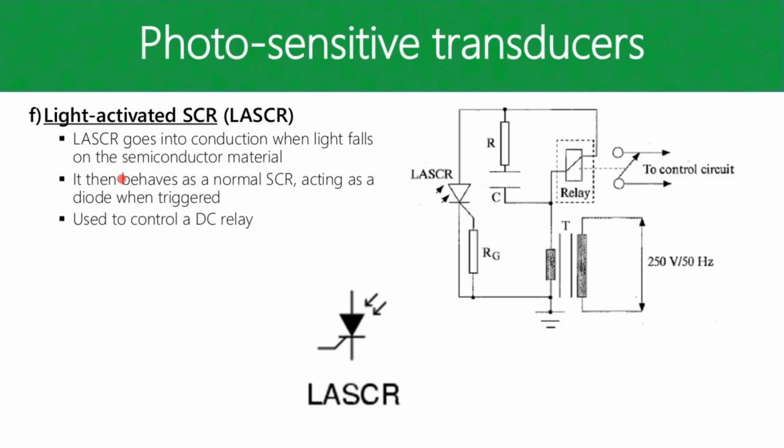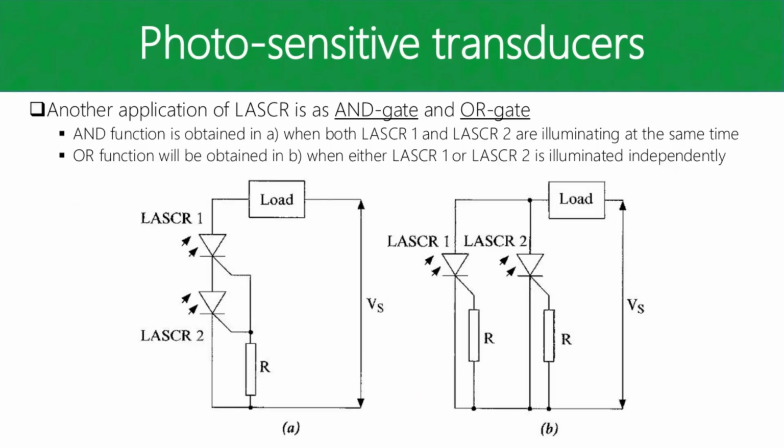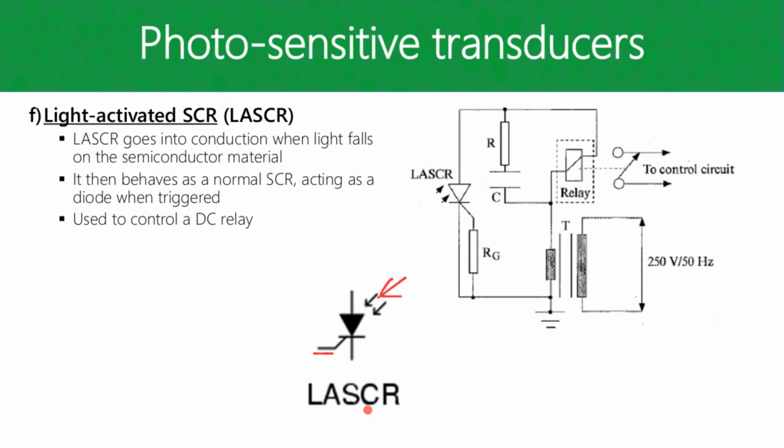And then you have light activated SCRs. On top of having a gate signal, you now also need to have incoming light. You can also use them to do things like AND and OR gates. You'll see in the textbook there's also a whole section on infrared and a section on fiber optics. I would urge you guys to go read through that.